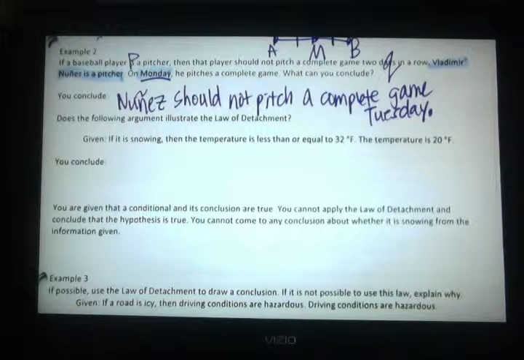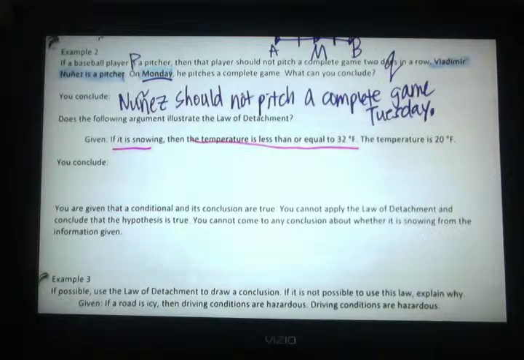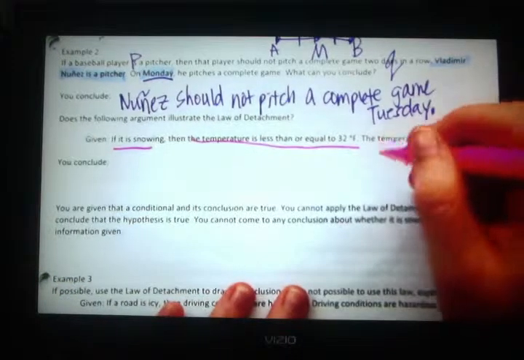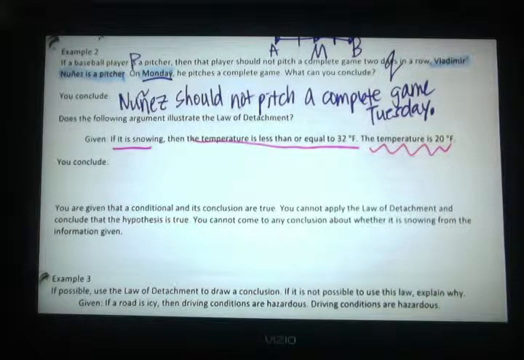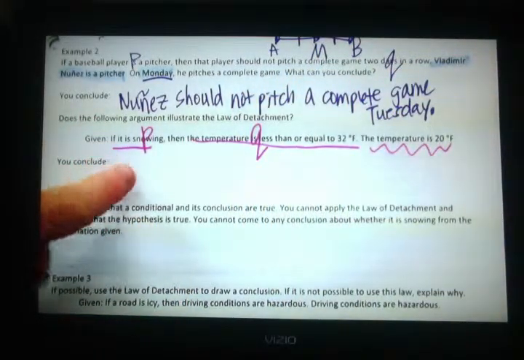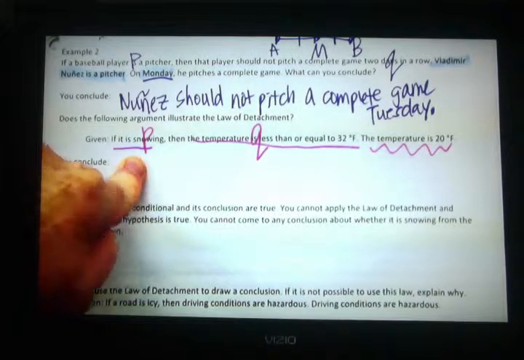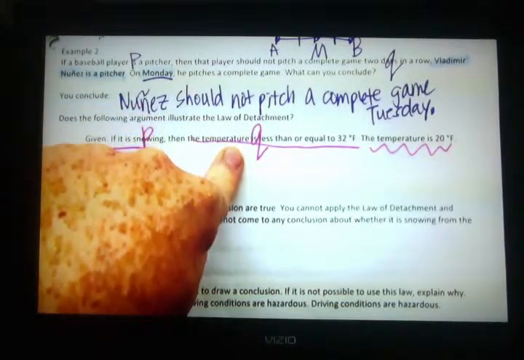Does the following argument illustrate the law of detachment? Okay, let's see. Given, if it is snowing, then the temperature is less than or equal to 32 degrees. Okay, so here's a more specific statement. The temperature is 20 degrees Fahrenheit. Can we use the law of detachment to conclude this? Okay, so here, we're given if P then Q. The hypothesis here is P. So are we given a specific hypothesis? Or are we giving a specific conclusion? That's what you have to figure out.